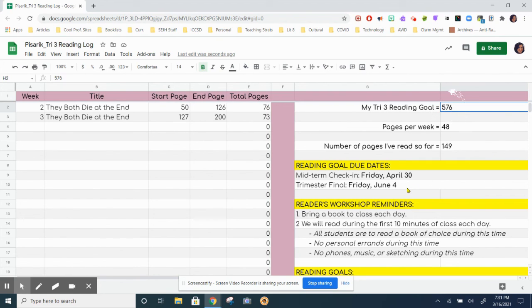As a reminder, you can find this reading log in Canvas under the top module, which is Important Information Reader's Workshop. Please let me know if you have any questions.